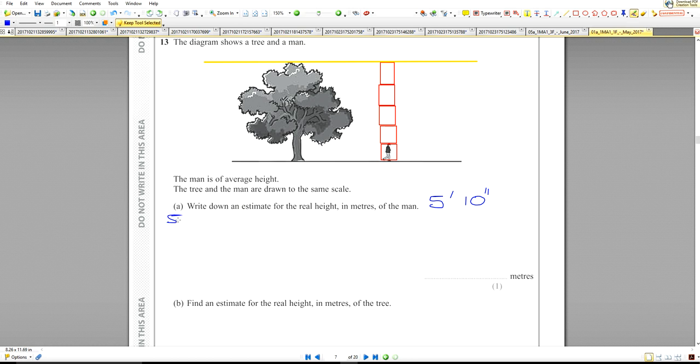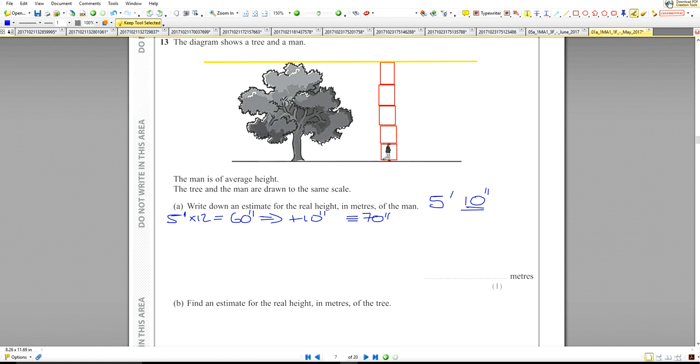So we have 5 foot, times that by 12, that'll give you 60 inches. And then you add the extra 10 inches. So that'll give you 70 inches. So now we have a man who's 70 inches tall. So you're working back from the basic principles.